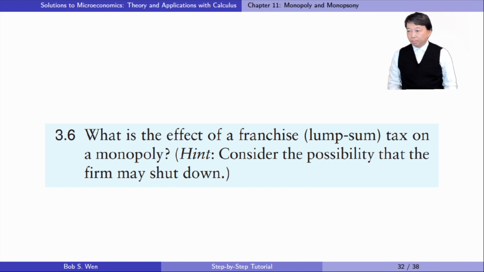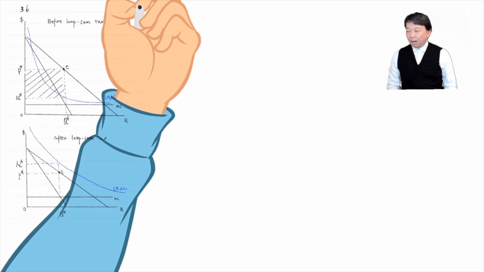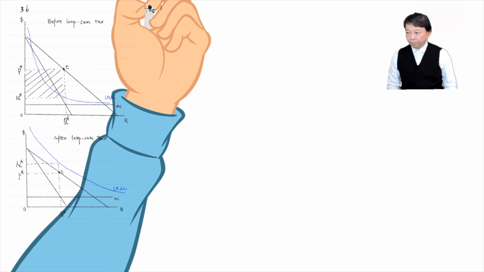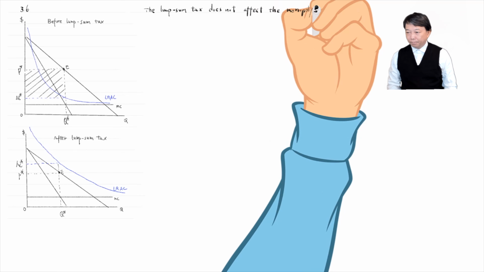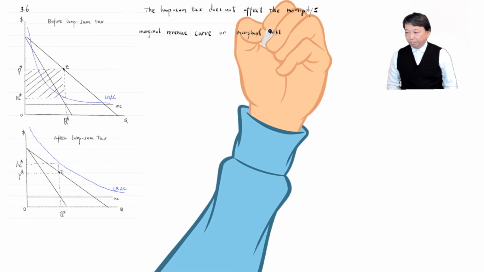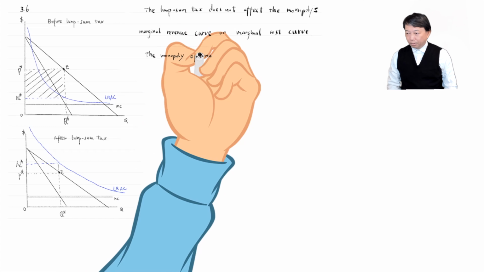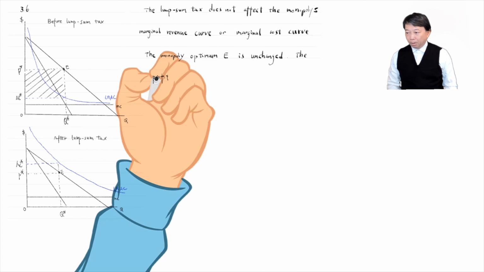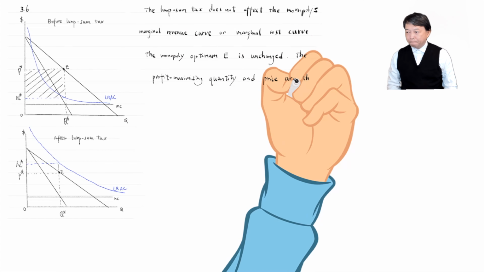Let's solve exercise 3.6. What is the effect of a lump sum tax on a monopoly? I assume the monopoly has a constant marginal cost and faces a linear demand. The lump sum tax does not affect the monopoly's marginal revenue curve or marginal cost curve. The monopoly optimum E is unchanged. The profit maximizing output and price are the same.